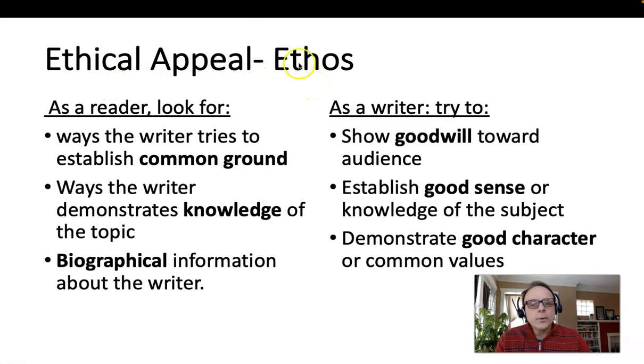Just get a little bit of a taste of these today, and then we'll talk about them throughout the semester. I may ask you, in this paper, maybe you could add a little more to your ethos. In other words, as a reader, when you're trying to figure out someone's ethos, you're trying to figure out how a writer is trying to establish common ground with me as a reader, and how they are demonstrating that they know about this topic? Because we tend to believe people if we think that they know what they're talking about, right?